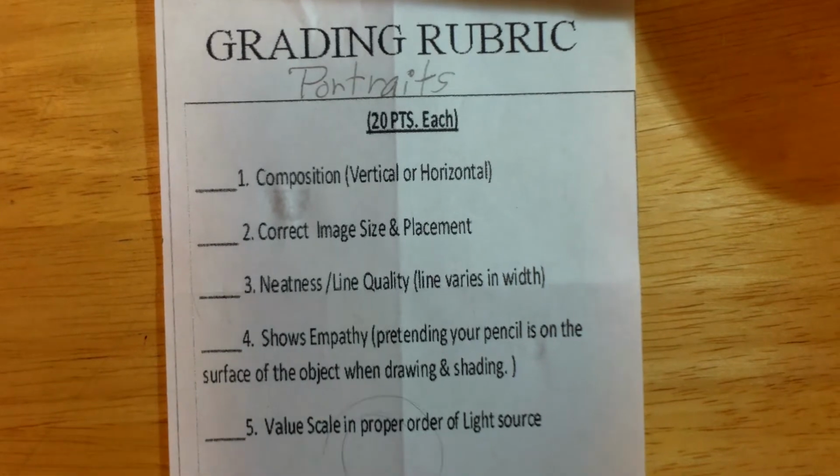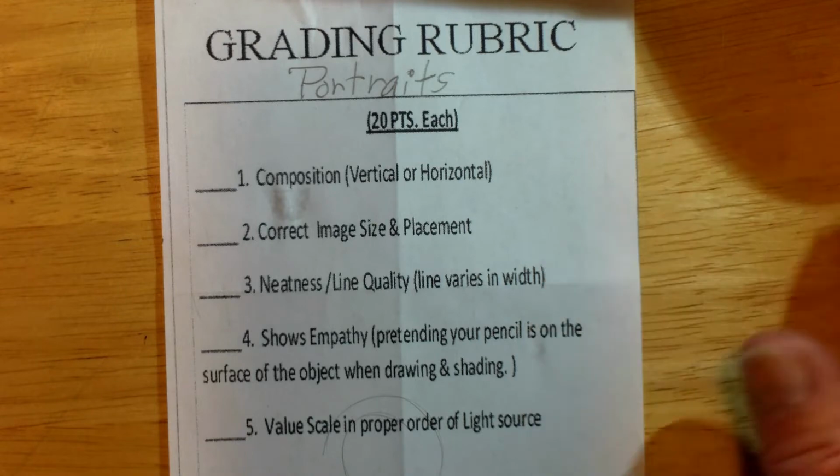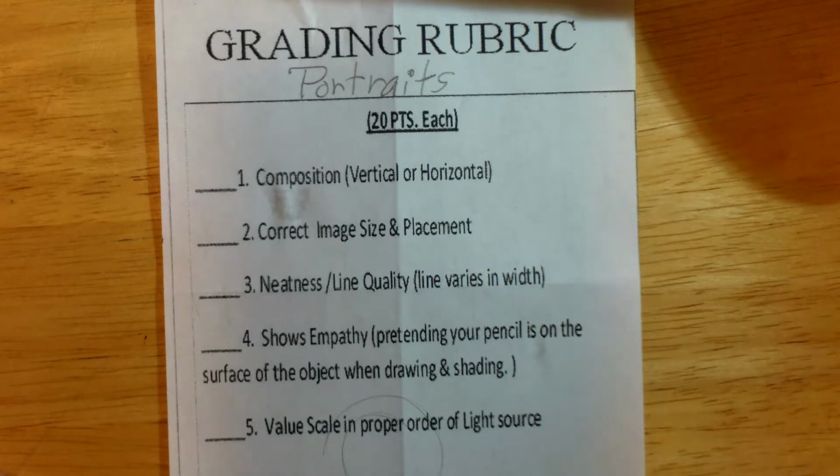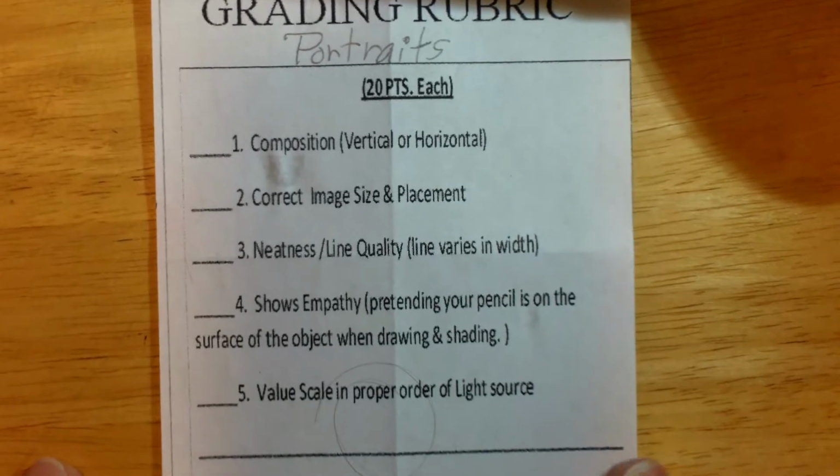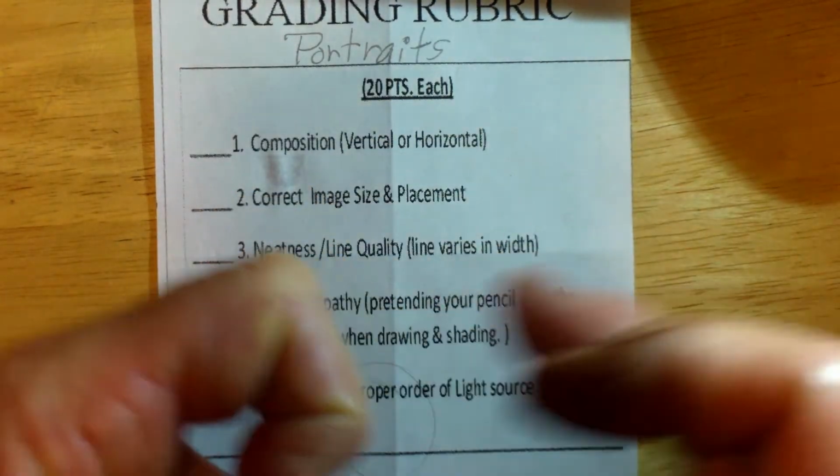This is your grading rubric for portraits. Each one is worth 20 points. It's a vertical composition, and the size will be about 3 knuckle lengths, between each one of your knuckles on your forefinger.